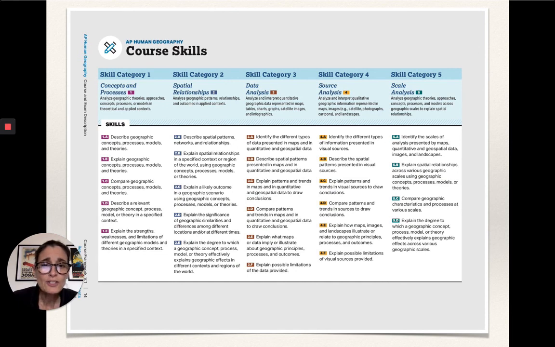Explain the patterns and trends in visual sources to draw conclusions. We did this on a lot of the multiple choice questions on the agriculture test. And actually, like 2 in a row for some of you when they got mixed up. Some of you got those 2 questions right in a row.